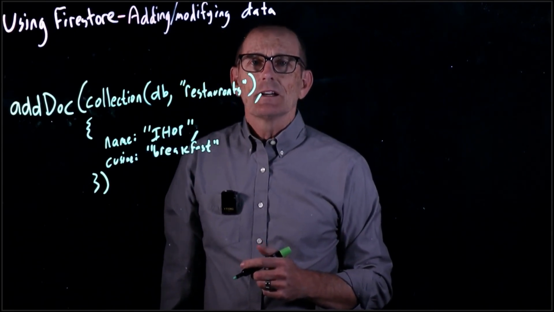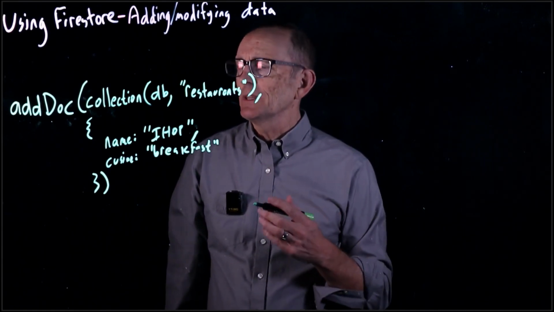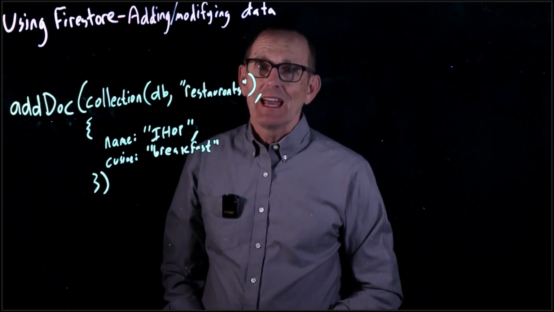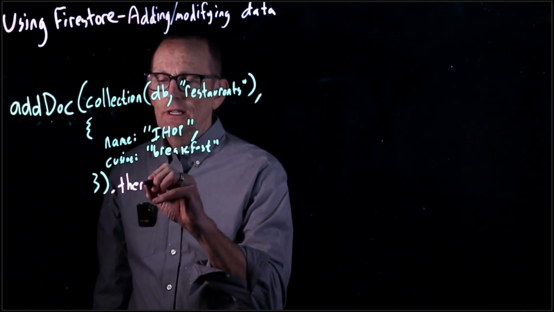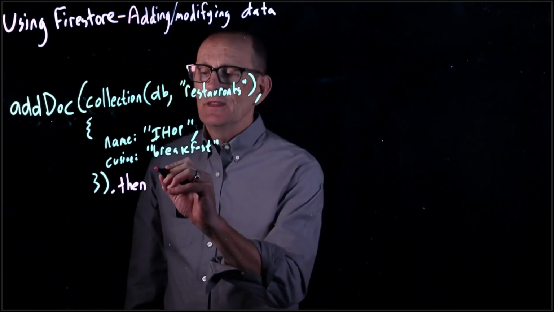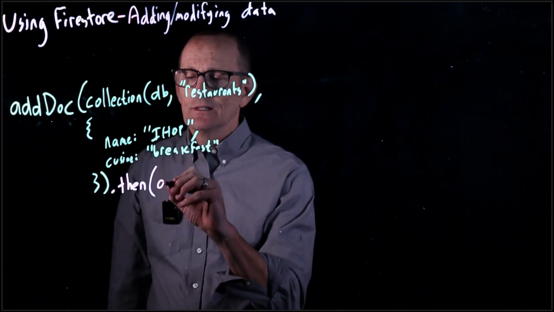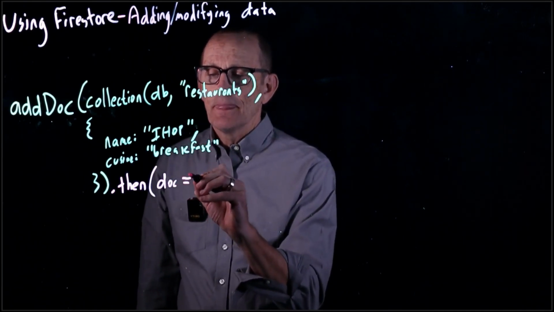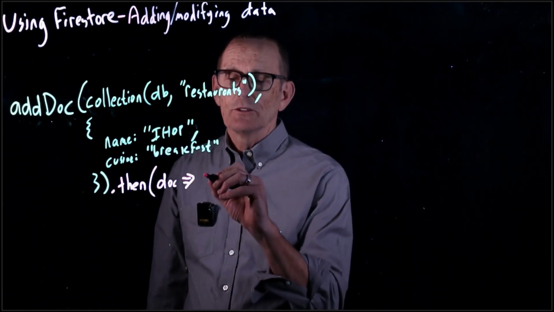Adding a document occurs asynchronously. So what that means is that when addDoc returns, the document hasn't necessarily been added. Instead, what you can do is provide a then, and then a callback function that will be called back when the add is completed. You'll get back a document, and you can then do what you want with the document.